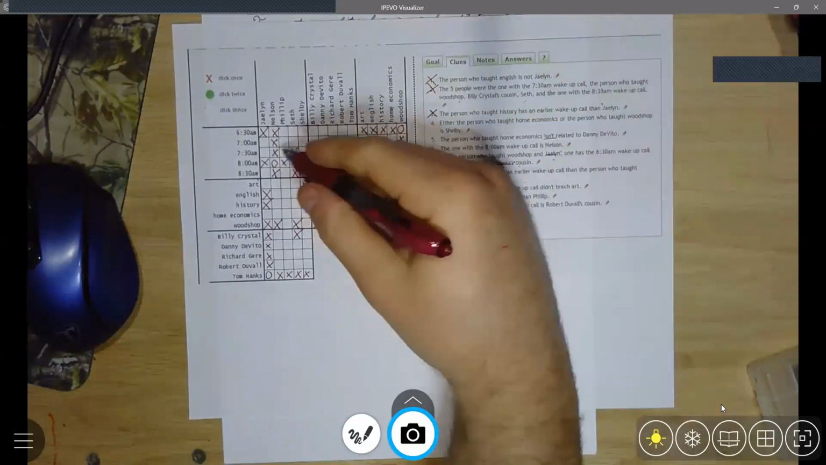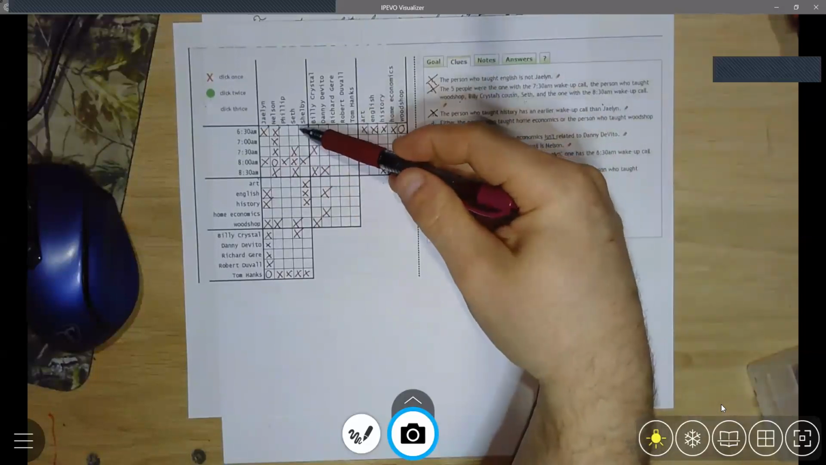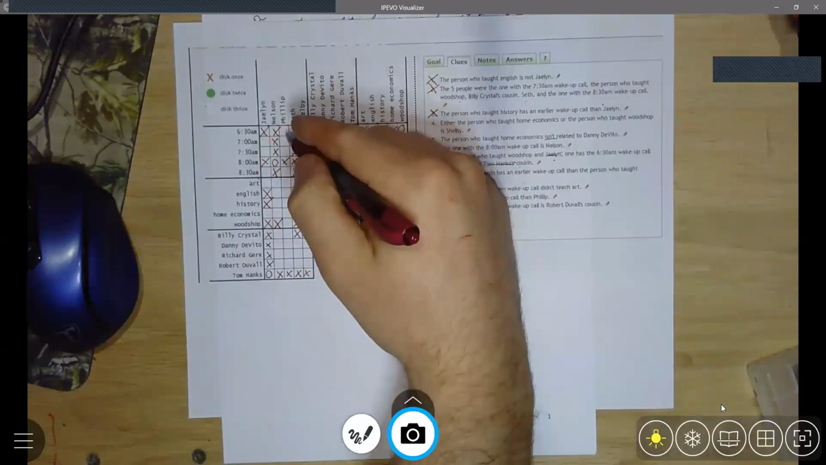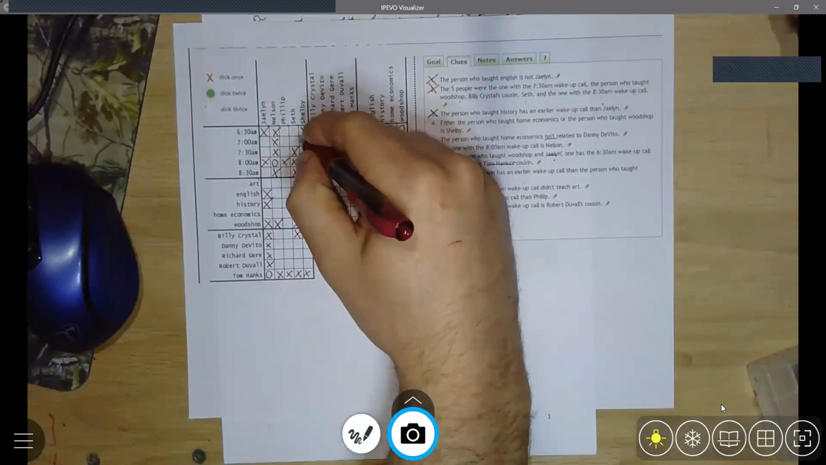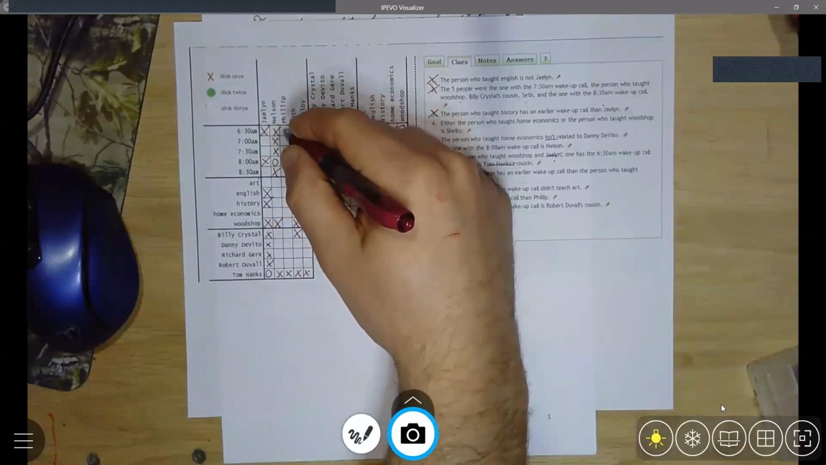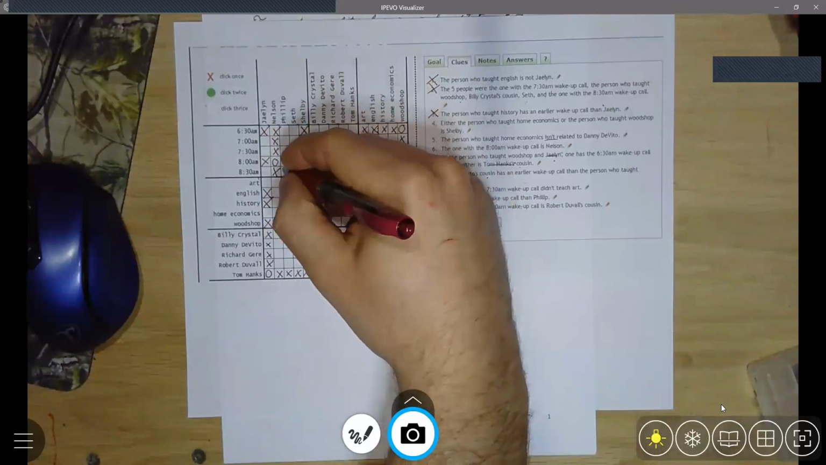So we'll leave that there for now. All right, the one with the 7:30 wake-up call didn't teach art. So 7:30, no art. Shelby has a later wake-up call than Philip. So Shelby is later than Philip. So same thing here. Philip could be the earliest, but Shelby cannot, because Shelby has to be later than Philip. So Philip could be here, Shelby could be here, Philip could be here, Shelby could be here, but Philip can't be the latest slot.